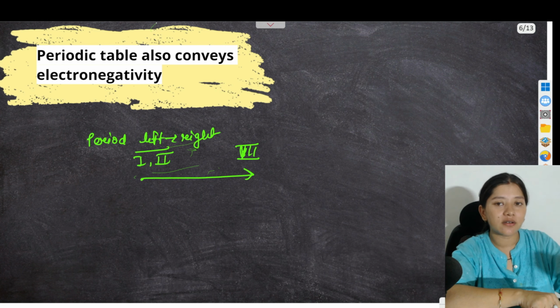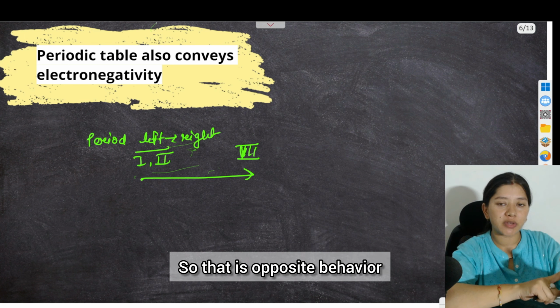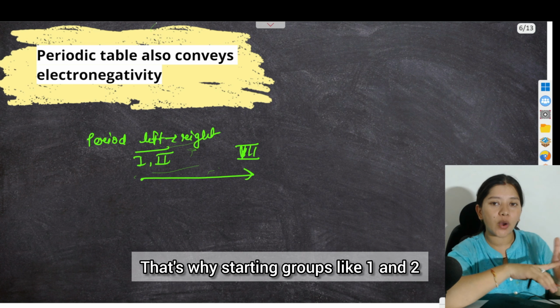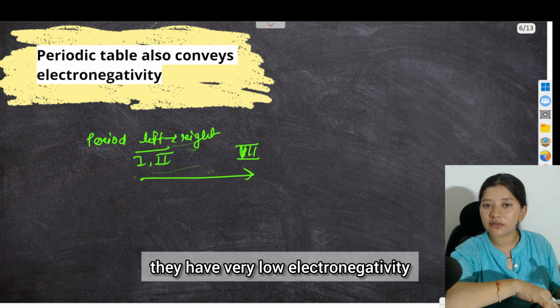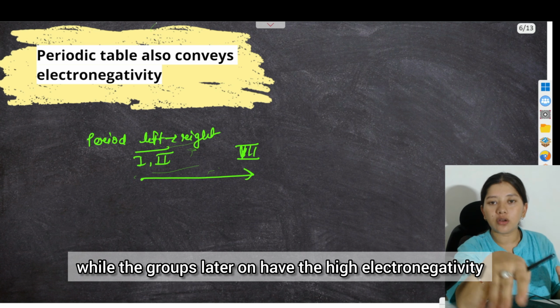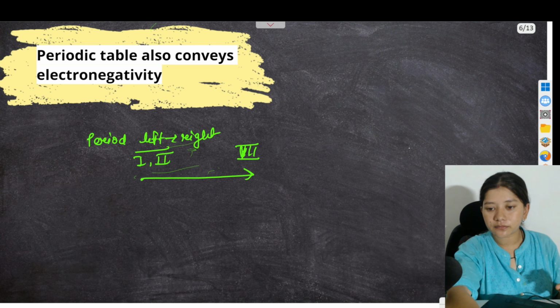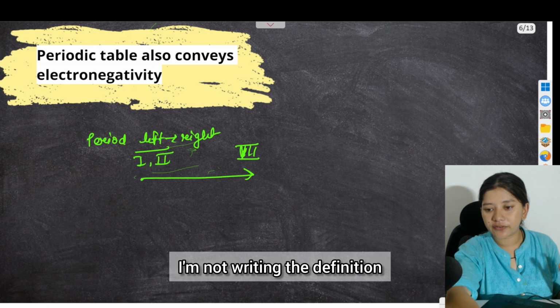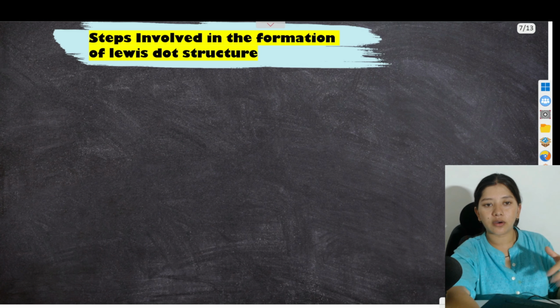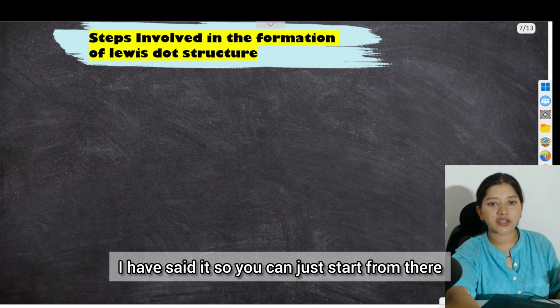Sodium loses electrons, right? So that is the opposite behavior. That's why starting groups like 1 and 2 have very low electronegativity, while the groups later on have high electronegativity. That's what you need to remember, okay? I'm not writing the definition. If you need it, I have said it, so you can just start from there.